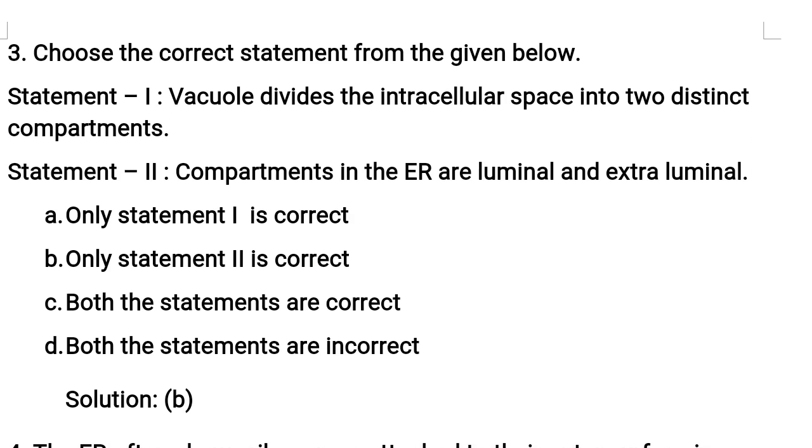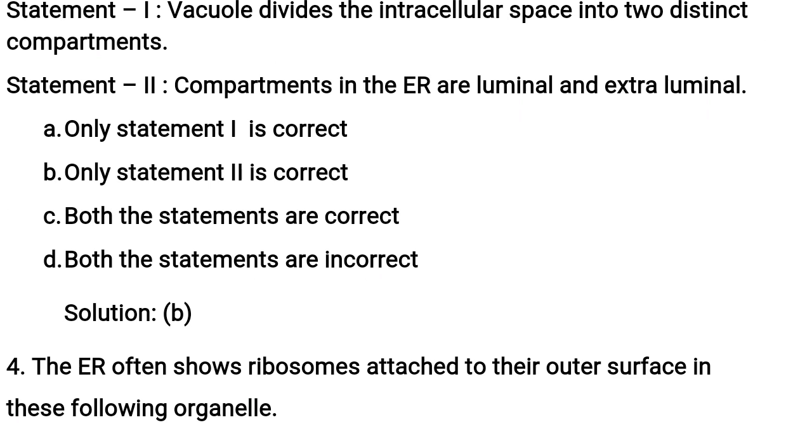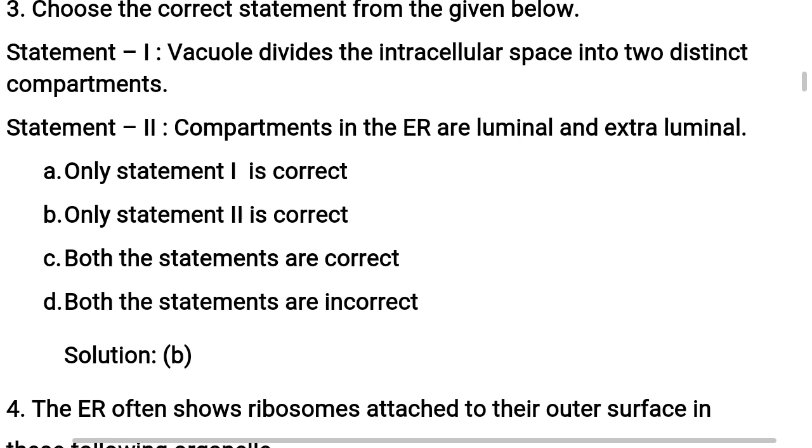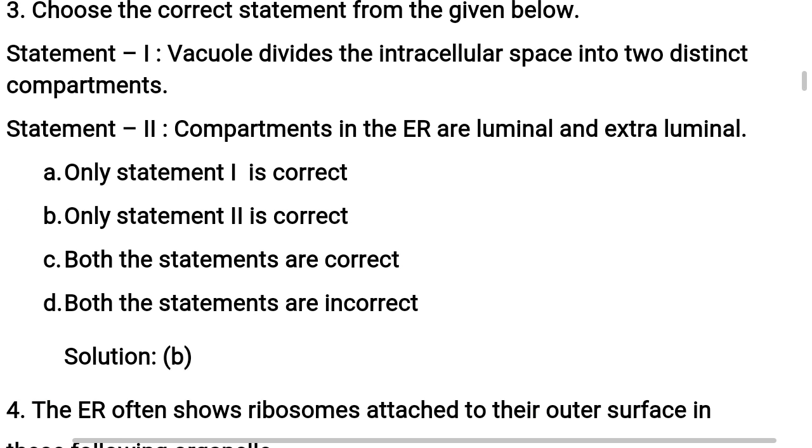Choose the correct statement from the given below. This is a statement-based question, a very important way of asking in competitive examinations. Understood? So let us see statements 1 and 2. Statement 1. Vacuoles divide the intracellular space into two distinct compartments. Next, statement 2. Compartments in the ER are luminal and extraluminal. So in the given four options, we need to find the correct option. A, only statement 1 is correct. B, only statement 2 is correct. C, both the statements are correct. D, both the statements are incorrect.